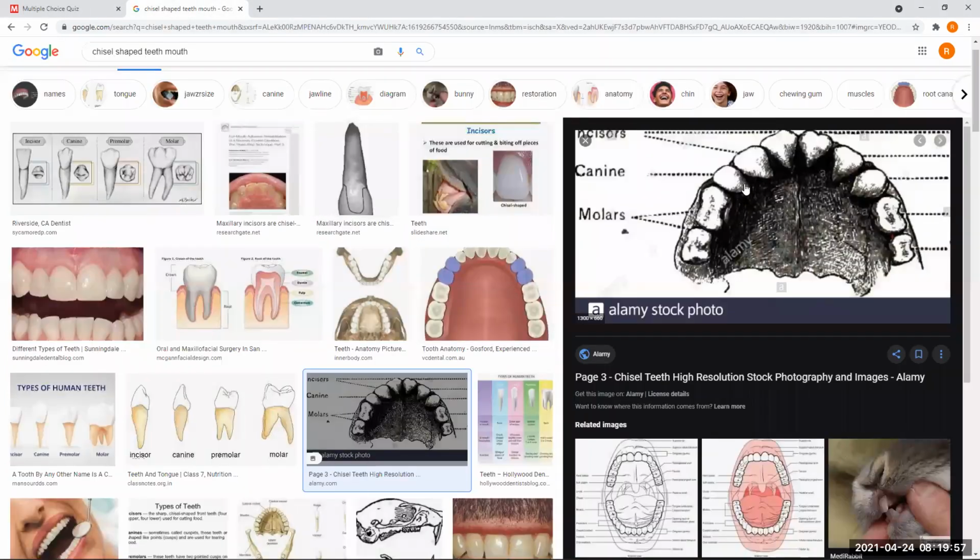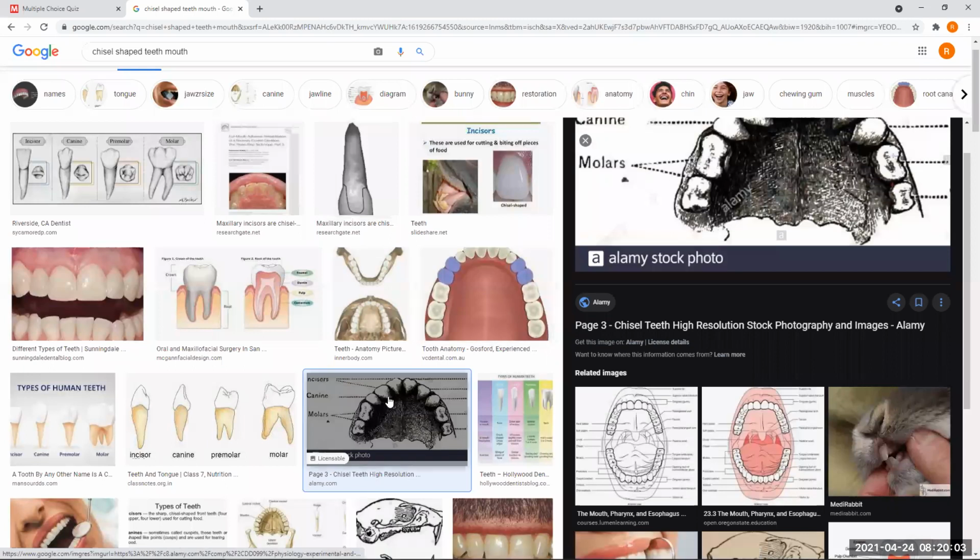Those are the long ones here, right? So the incisors, those are the sharp ones, and they are usually used for tearing. But you're right, the canines are right behind the incisors. So these will be the incisors here. This is a canine here, this one.